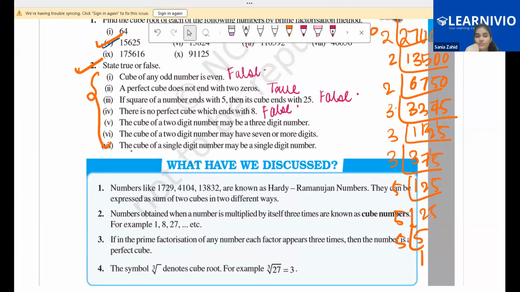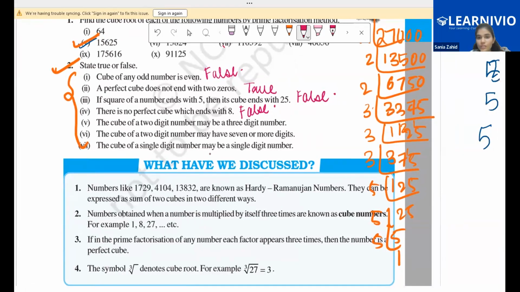Ma'am, 10 cube. So 10 cube is 1000. Mustafa, is this a 3-digit number? Is 1000 a 3-digit number or a 4-digit number? Tell us. This is false. Yes, Harmeet? The previous example also we can take, right? 25 into 25, it gives a 3-digit number. No. Are they talking about square or are they talking about cube? Ma'am, this is false.